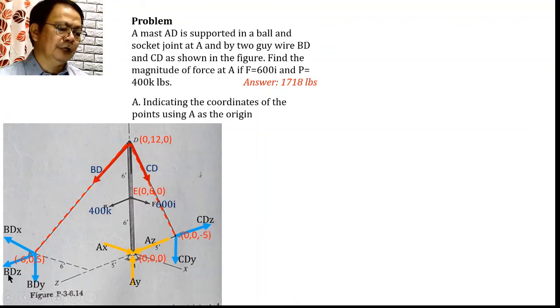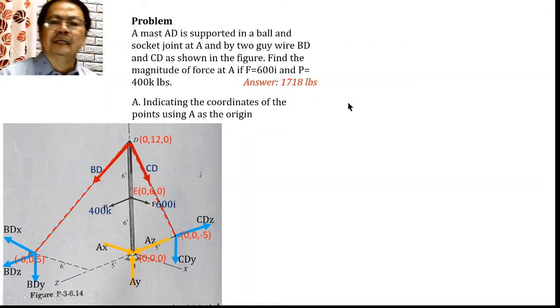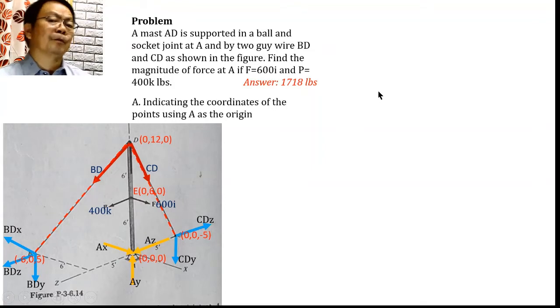Pero dahil yung tatlo dito are just components of BD, these are components of CD, and these are components of A. So, ibig sabihin, meron lamang tayo ditong tatlong unknowns. Sa makatuwid, kung meron tayong tatlong unknowns, tatlong independent equations lang ay sapat na para ma-solve natin ang problem. Diba? Kaya, subukan natin ipakita yung magnitudes ng components ng BD, okay, at ng components ng CD in tabulated form sa pamamagitan ng ratio and proportion concept.